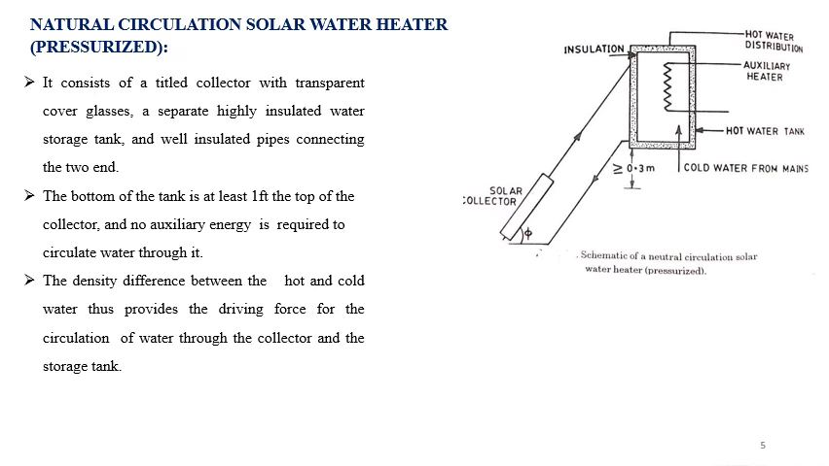The density difference between the hot and cold water thus provides the driving force, which is called convection, for the circulation of water through the collector and storage tank. Okay, hot water is drawn off from the top of the tank as required and is replaced by cold water from the service system.